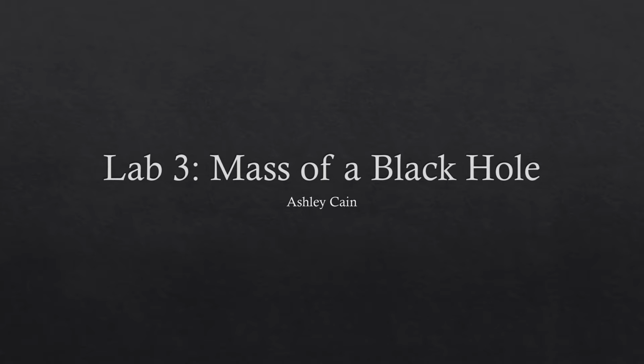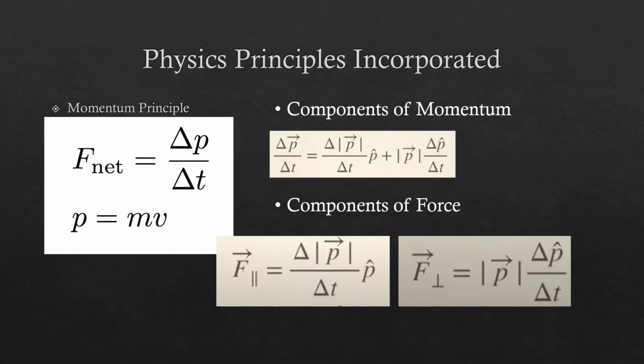The intention of this lab was to use the motion and path of an orbiting star as well as its mass to determine the mass of a black hole about which it is orbiting. This was visualized and calculated by using a computational model through GlowScript as well as physics principles including the momentum principle and Newton's second law. These concepts were able to contribute to the calculation of the mass of this black hole.